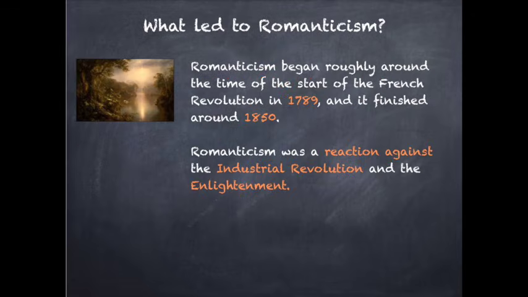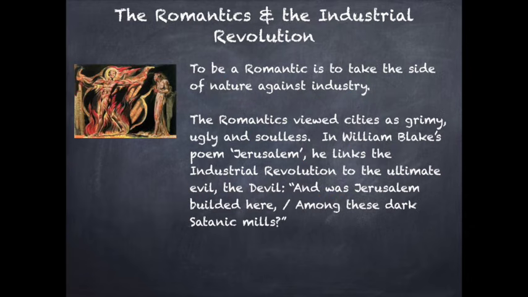So what led to Romanticism? Romanticism began roughly around the time of the start of the French Revolution in 1789, and it finished around 1850. Romanticism was a reaction against the Industrial Revolution and the Enlightenment. To be a Romantic is to take the side of nature against industry.